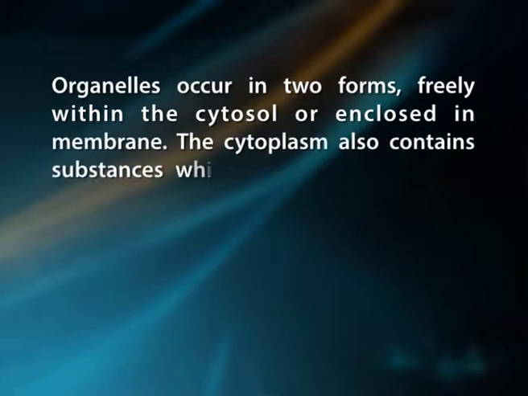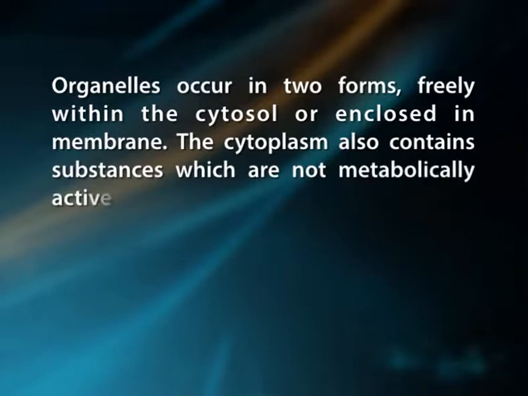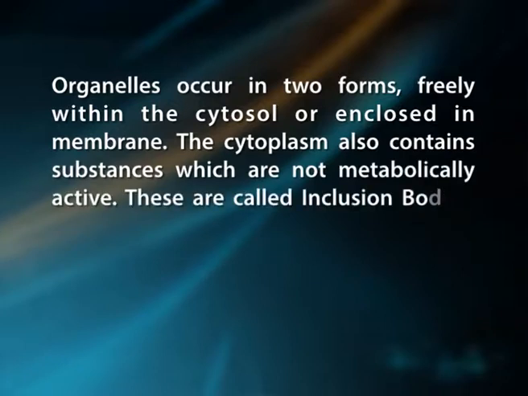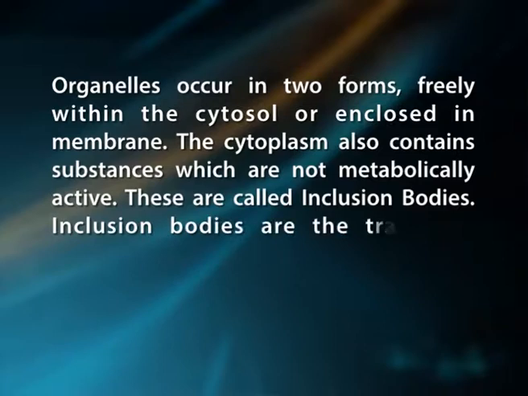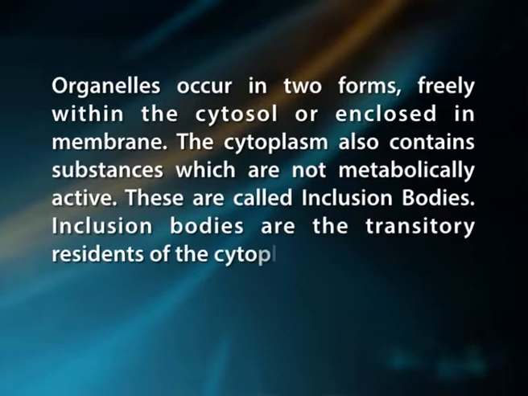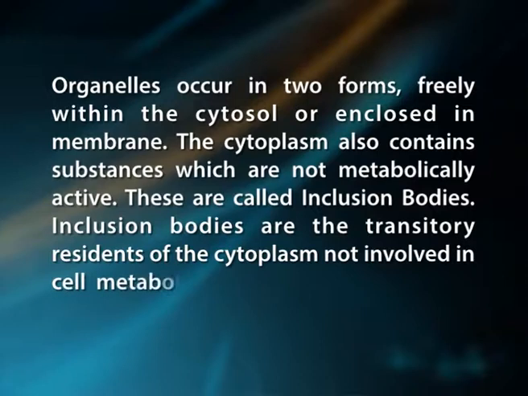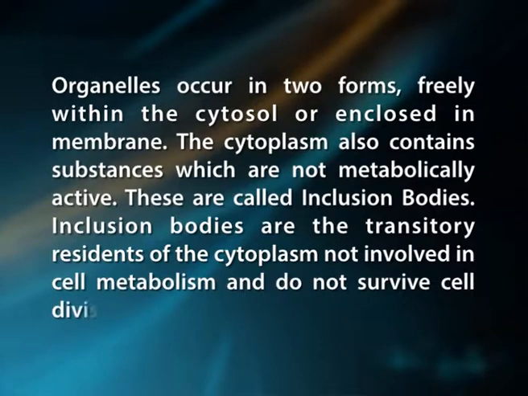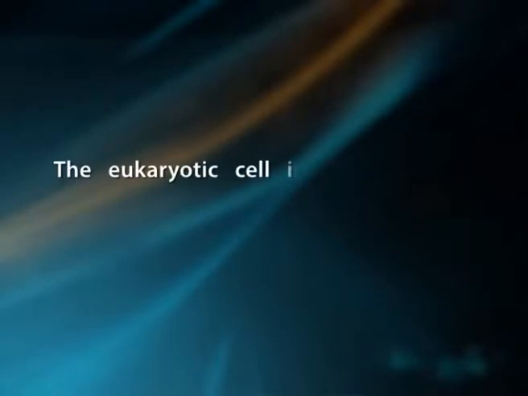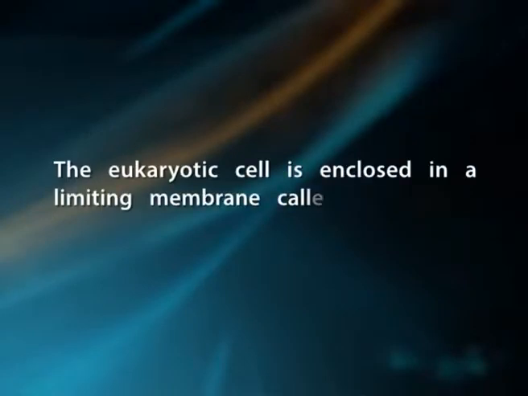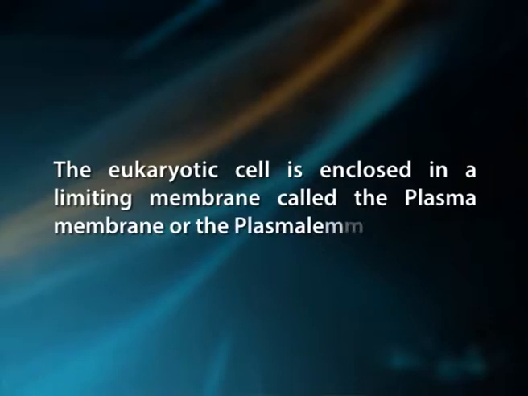The cytoplasm also contains substances which are not metabolically active. These are called inclusion bodies. Inclusion bodies are the transitory residents of the cytoplasm, not involved in cell metabolism and do not survive cell division. They comprise mainly accumulated metabolites, lipid droplets, pigments and minerals, and are sporadically distributed in body cells. The eukaryotic cell is enclosed in a limiting membrane called the plasma membrane or the plasmalemma.